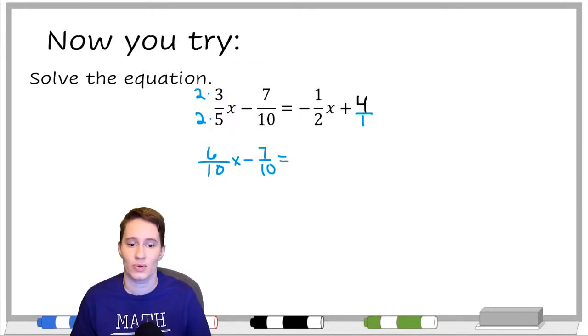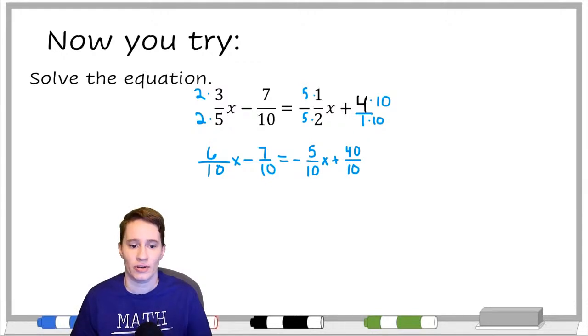And then this -1/2, it doesn't matter that it's negative, I just need to think about how do I change this denominator. I'm going to times by 5. I do keep it negative. That still needs to be a -5 over 10. And then how do I change 4 over 1 so it has a 10 on the bottom? I have to times by 10 so that I get 40 over 10.